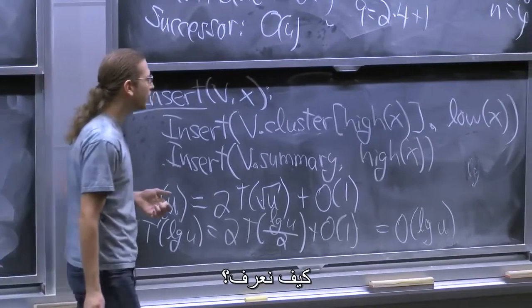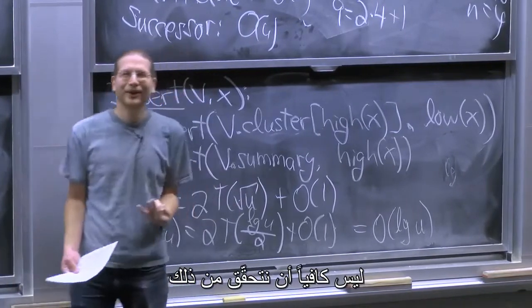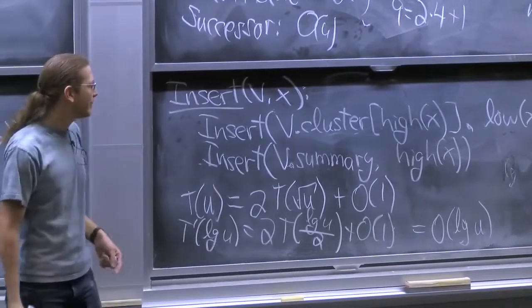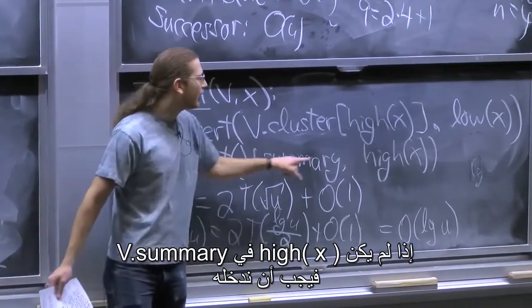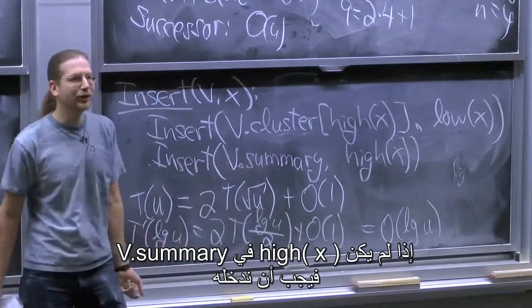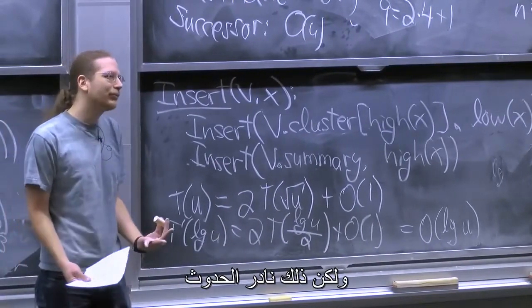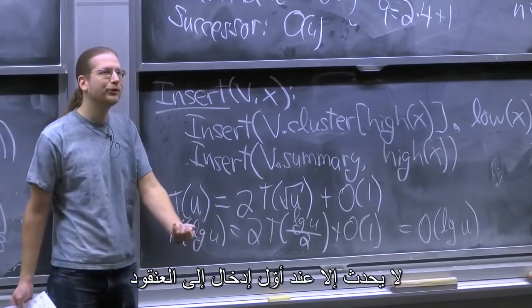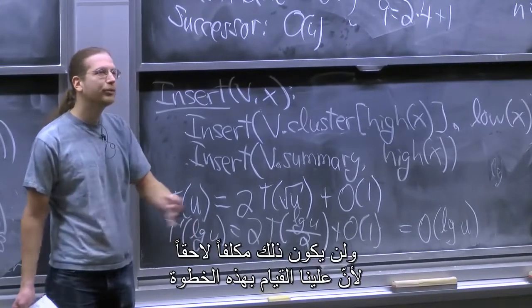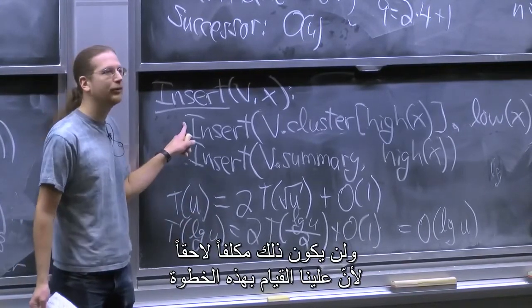Right? How would we know? Well, that's not enough just to detect it. If high of x is not in v.summary, we have to do this insert. Can't get away with it. But that's kind of rare. That only happens the very first time you insert into that cluster. Every subsequent time, it's going to be really cheap. We just have to do this.